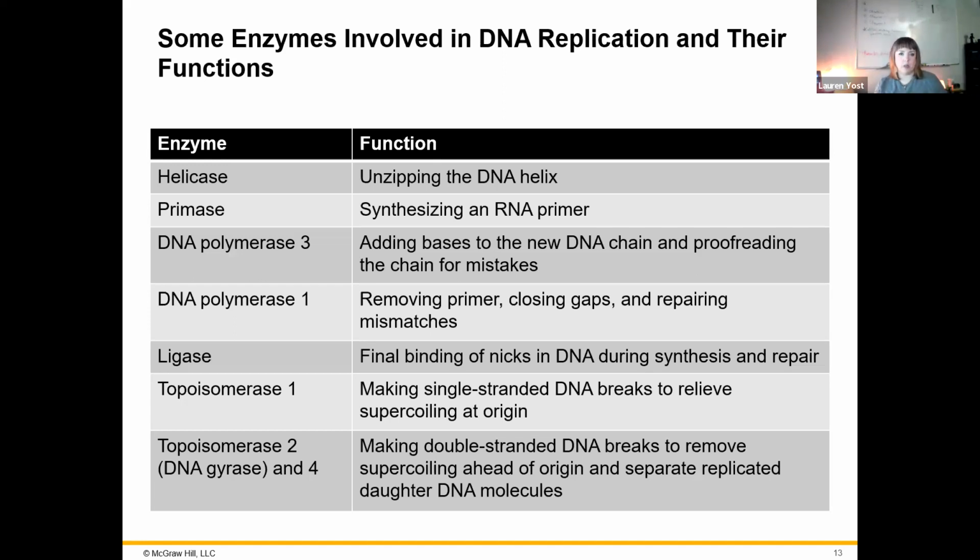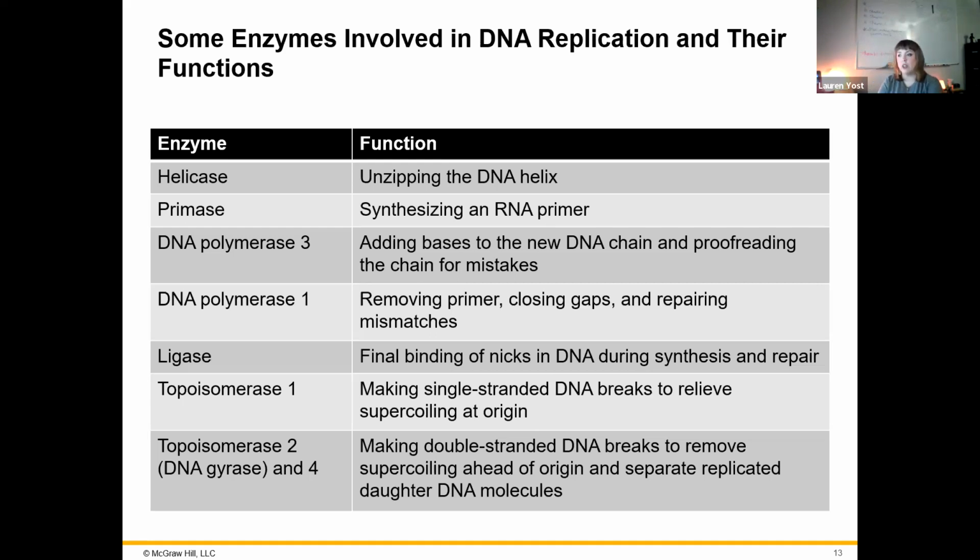Here are our enzymes that are involved in DNA replication. Do be aware that helicase is what's going to unzip the DNA helix. Primase is going to synthesize an RNA primer because DNA polymerase has to work off of something. It can't just add on to the ether. It has to add on to something. So the primase is what creates the primer for the DNA polymerase to work off of. Ligase is going to seal any little pieces together, close those gaps, those phosphodiester bonds.